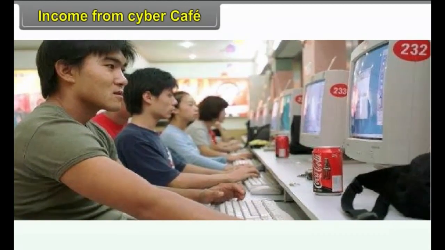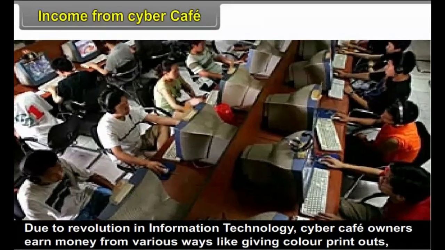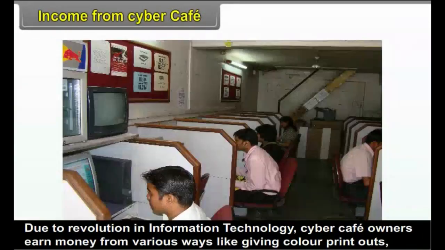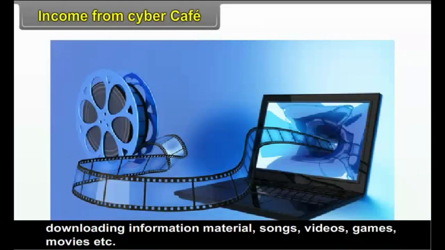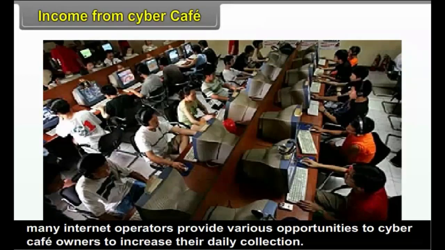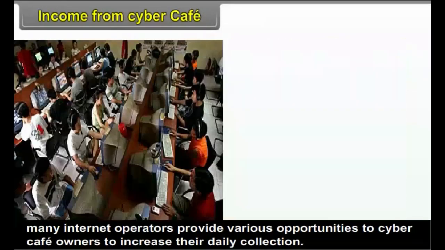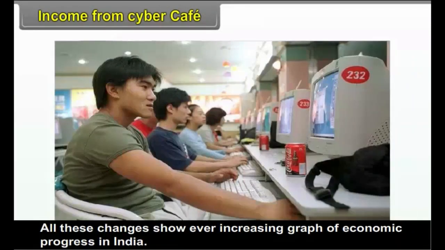Income from cyber cafe. In modern days, cyber cafe has a very huge demand. Due to the revolution in information technology, cyber cafe owners earn money in various ways like giving color printouts, downloading information material, songs, videos, games, movies, etc. Many internet operators provide various opportunities to cyber cafe owners to increase their daily collection. It is a profitable modern business.